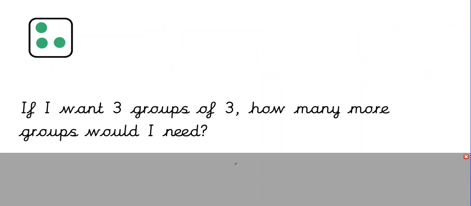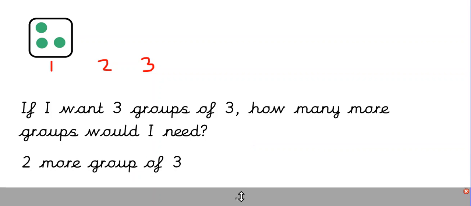Have a go at this one. If I want 3 groups of 3, how many more groups would I need? So remember, first of all, identify how many groups you've got, and that will help you work out how many groups you need to complete it. Pause the video and have a go. Okay, so I've got 1 group, but I want 3 groups, and I want 3 in each group. So that means that I would need 2 more groups of 3. Okay, 1, 2 groups of 3.